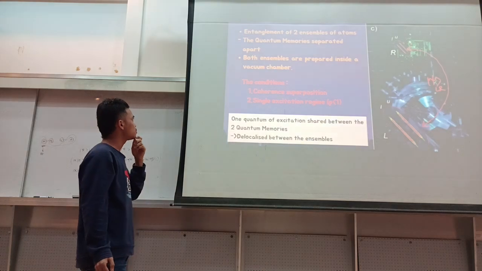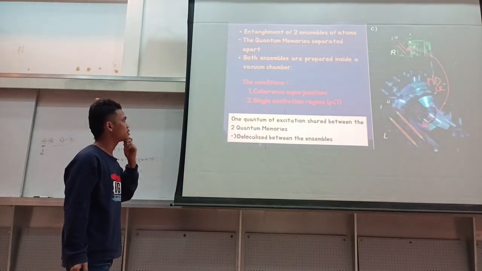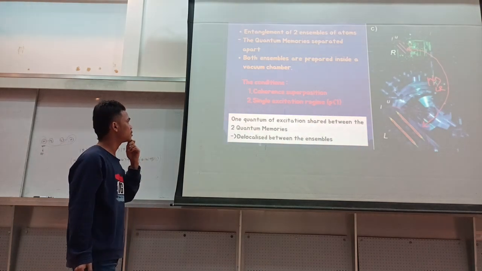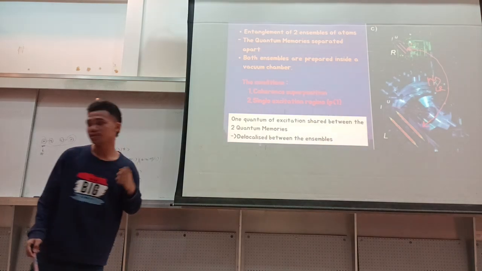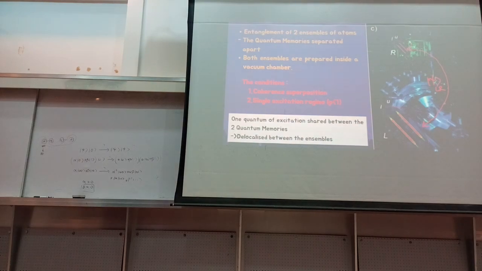The condition for this to happen is we have to have coherent superposition, as we have seen, and then the single excitation regime, whereby P equals to 1. So P is basically the parameter that I've introduced just now, the probability of a single excitation to occur in the ensemble. Okay, so one quantum of excitation shared between two quantum memories, of course, because they are already entangled.